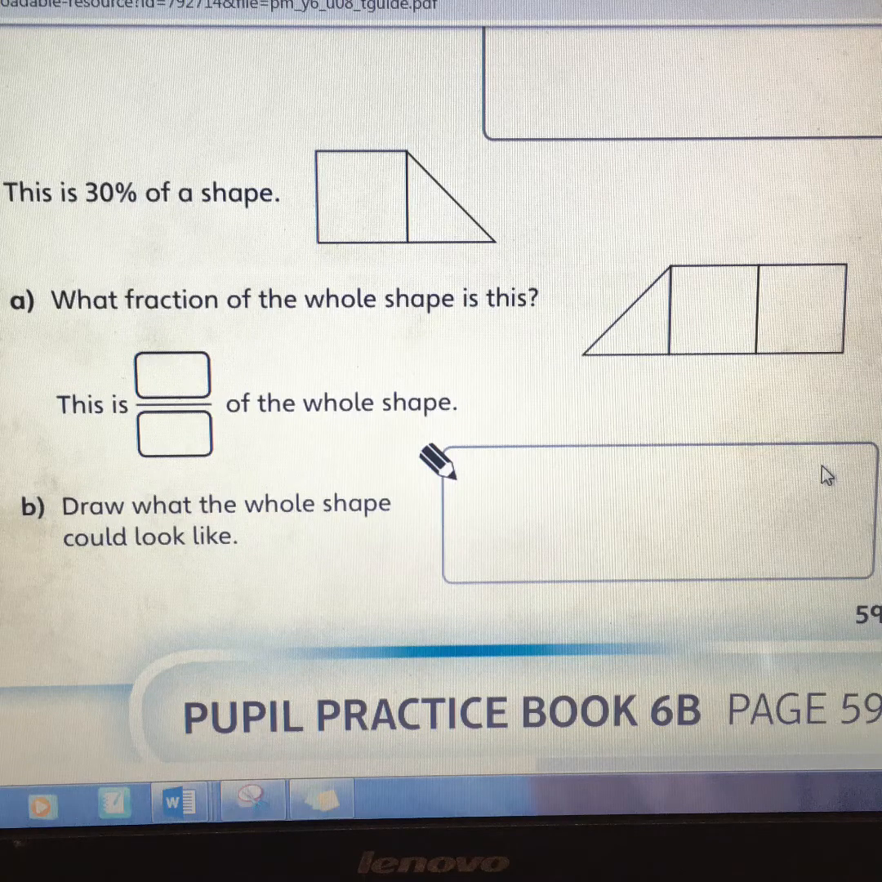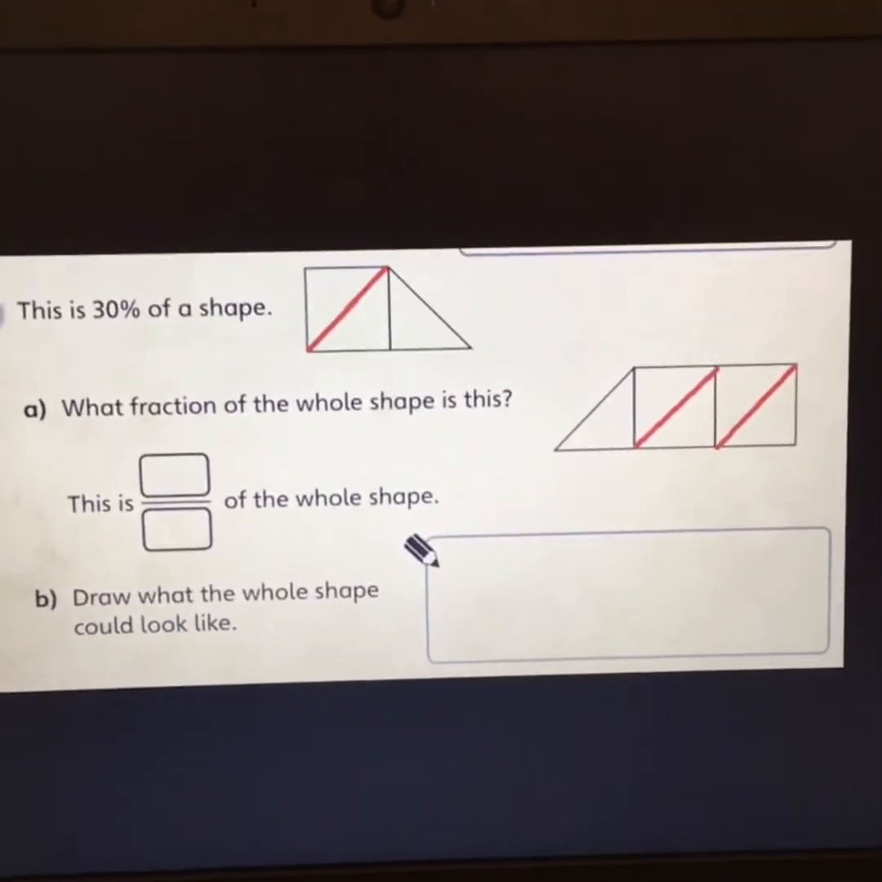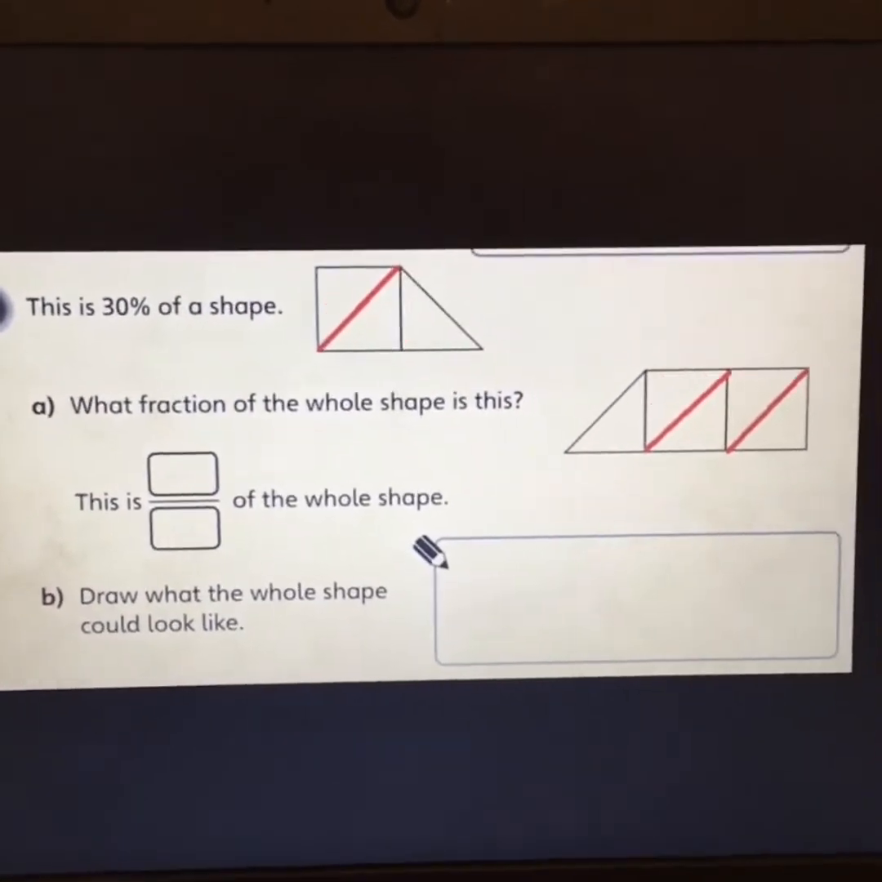Right, question 2. This is 30% of a shape. What fraction of the whole shape is this? Second one, draw what the whole shape could look like. Right, have a go. As a little hint, you might want to chop your squares into triangles. Okay, at first, this might seem a little bit tricky, but the more you look at it, the easier it is. You've just got to use those problem-solving skills.